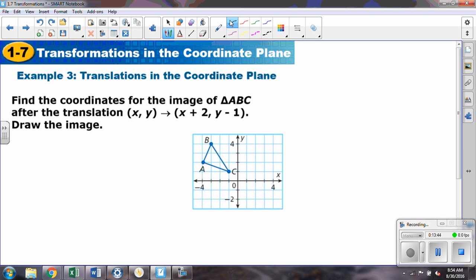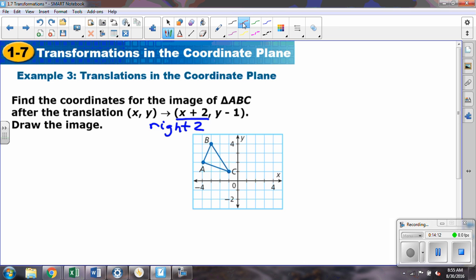A translation can be described just with addition and subtraction. And so when we look at this, we can see x plus 2. Well, remember that x is left and right. So what is a plus 2 going to do? We recognize that we're sliding the shape right 2 units.